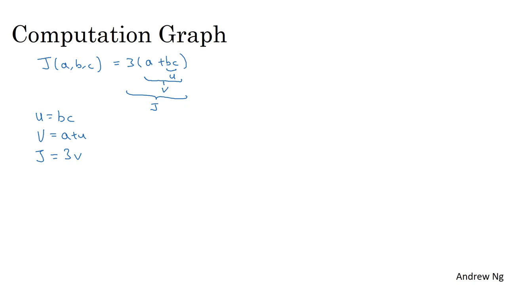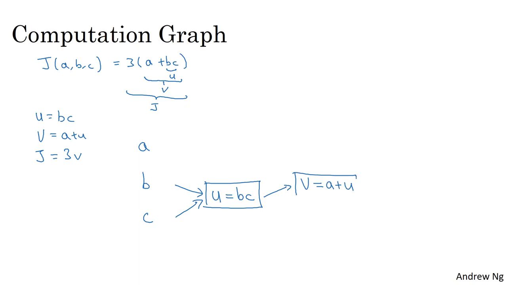We can take these three steps and draw them in a computation graph as follows. Let's say I draw your three variables a, b, and c here. So the first thing we did was compute u equals b times c. So I'm going to put a rectangular box around that, and the inputs to that are b and c. And then you might have v equals a plus u. So the inputs to that are u, which we just computed, together with a. And then finally we have J equals 3 times v.